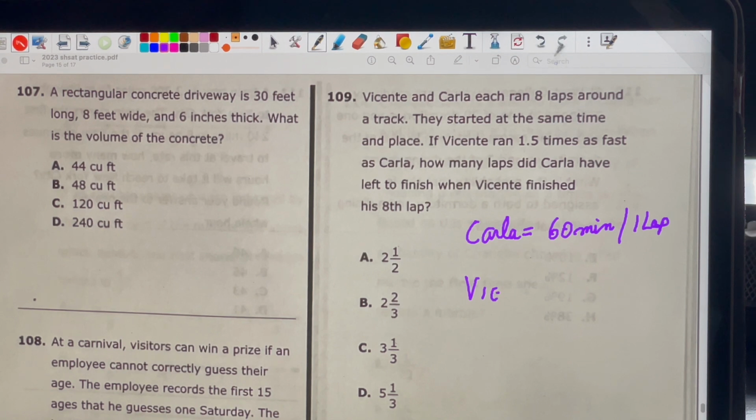Vincente, he's faster. So remember what faster means in the context of this situation. If he's faster, that means he's going to take less time. So what's 1.5 times? 1.5 times faster than Carla. So we're gonna take 60 and divide it by 1.5 to figure out Vincente's time. 60 divided by 1.5 is 40. So Vincente is 40 minutes for 1 lap.